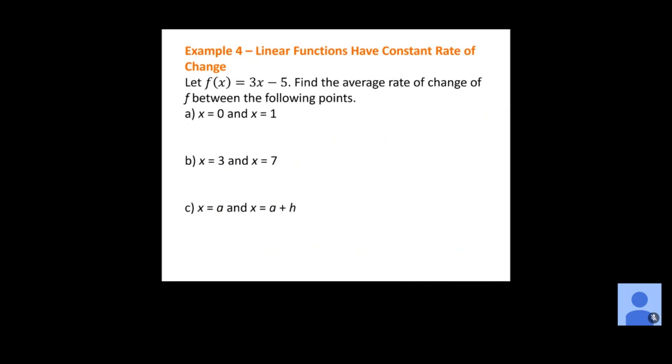All right, example 4. Okay, so now we've got this function 3x minus 5. We want to find the average rate of change between each of these points. So again, same formula, right? This time we have our a value is 0, b value is 1. We're looking for f of 1 minus f of 0 over 1 minus 0. Now, how are we going to find f of 1 this time?